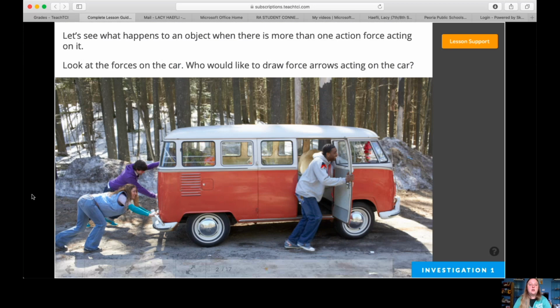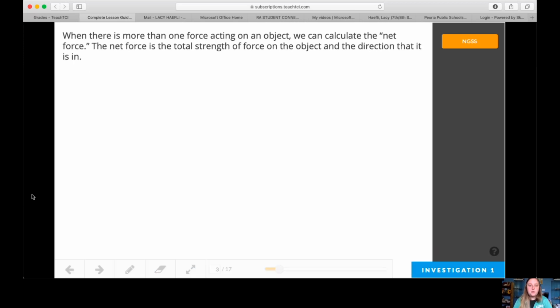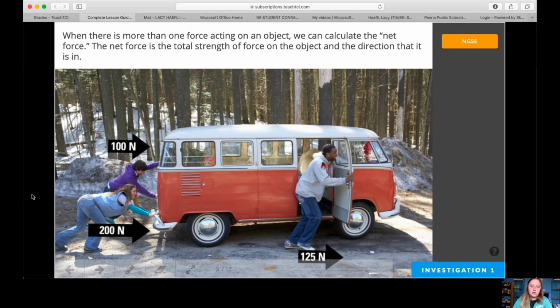So let's see what happens to an object when there is more than one action force acting on it. So look at the forces on the car. Where are the forces on the car? Well, the things that are pushing or pulling on this vehicle. So it would be the three people here. So when there is more than one force acting on an object, we can calculate the net force.